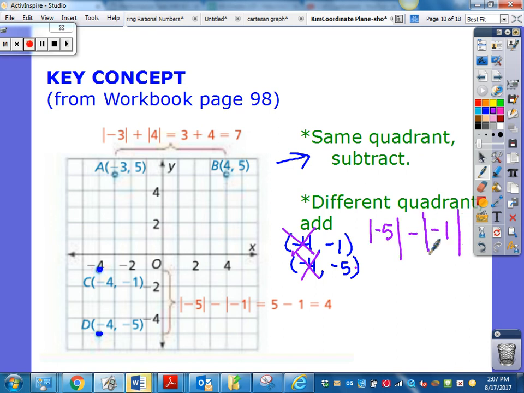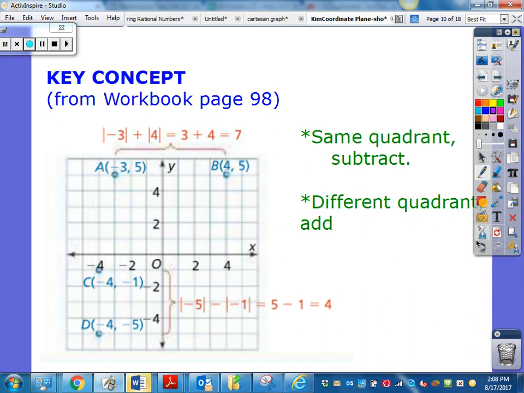I'm using absolute value signs because we're doing distance today. Distance isn't going to be negative. Distance is always positive. So therefore, I'm going to have 5 minus 1, which equals 4 units. I could simply count, and I would also get 4. 1, 2, 3, 4. When they're in the same quadrant, you subtract. Okay, now let's look at the second rule. The second rule is when they're in different quadrants, you add.